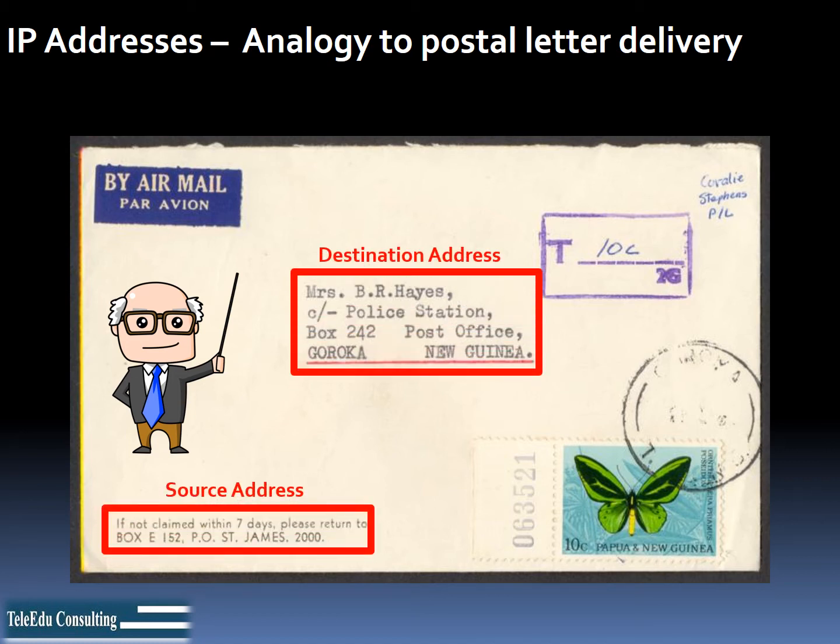Here we are talking about two addresses. The address to which the information is being sent is called the destination address, and the address from where the information is being sent is called the source address. These addresses are always unique. IP addresses also bear a lot of similarity to this analogy.